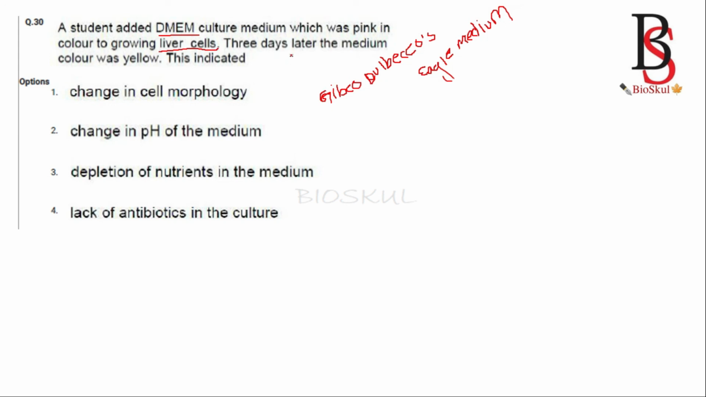Three days later, the medium color was yellow. This indicates, means the indicator changes its color from pink to yellow. So what does it indicate? It may be because of the change in the pH of the medium. So let's say the option change in cell morphology. If the morphology of the cell changed, then there will be no change in the color. So this one is wrong. It's because of the change in pH of the medium.